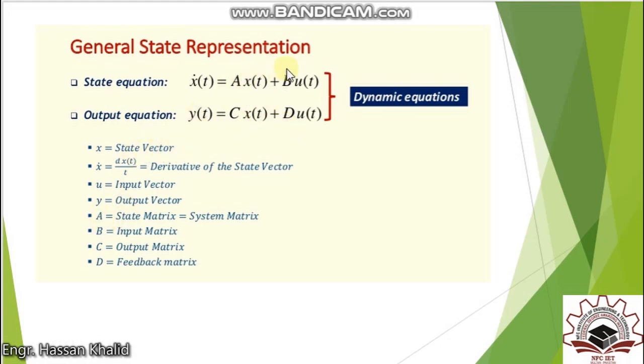Now let us define these terms, where x is the state vector, x dot is the derivative of the state vector, u is the input vector, y is the output vector, A is the state matrix, also known as the system matrix, B is the input matrix that provides information regarding the number of inputs, whether they are SISO or MIMO. C is the output matrix that gives information regarding how many outputs the system has, either single output or multi output, and D is the feedback matrix.